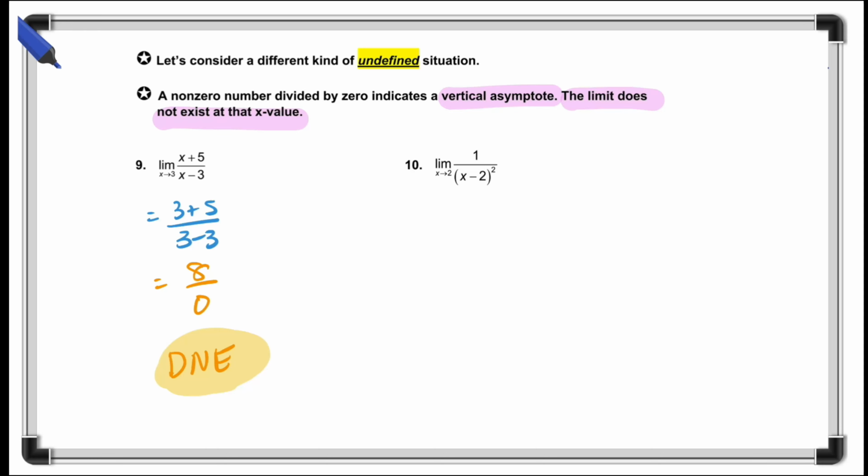And then you have 1 over 2 minus 2 squared, which we know is 1 over 0, which again, we know that the limit does not exist at that value.